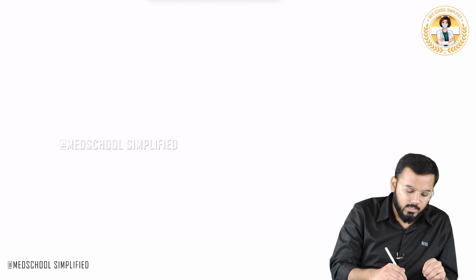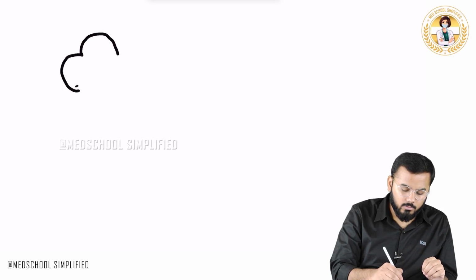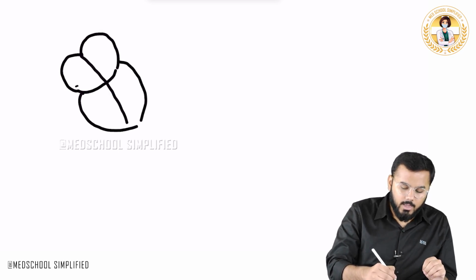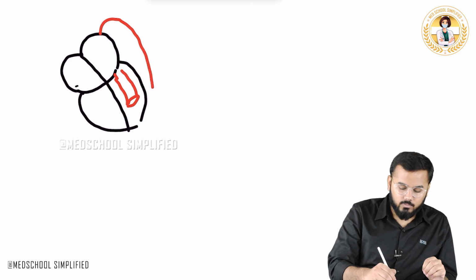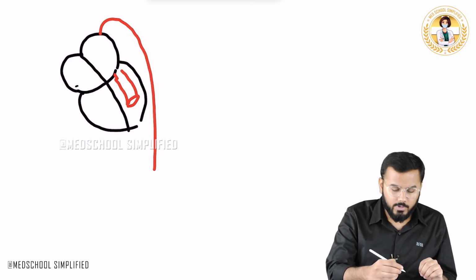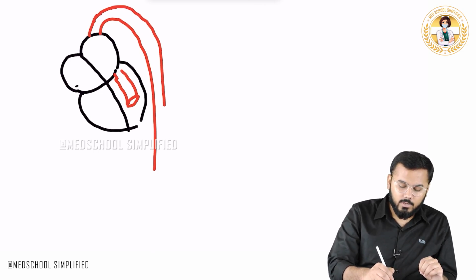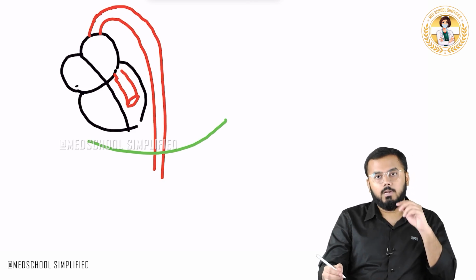But before that, let me draw one small picture. All of you know that this is the heart, right? And from your left ventricle, you have a branch that is coming out. This is called your arch of aorta. After the arch of aorta, you have the thoracic aorta down here, right? And here comes your diaphragm.